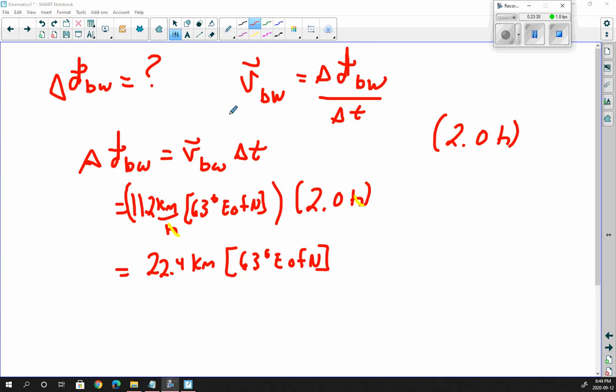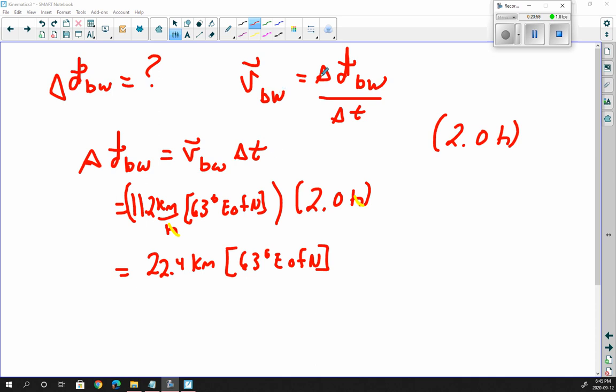So let's say we want to find out how far this actually moves in a certain amount of time. We want to find its displacement, the displacement of the boat with respect to the water. Okay, so the velocity of the boat with respect to the water is equal to the displacement of the boat with respect to the water over time. Remember we had that equation? Velocity is displacement over time. Now for the sake of this question, let's say the boat moved for 2 hours. I just came up with a number. So I rearrange this equation right here.